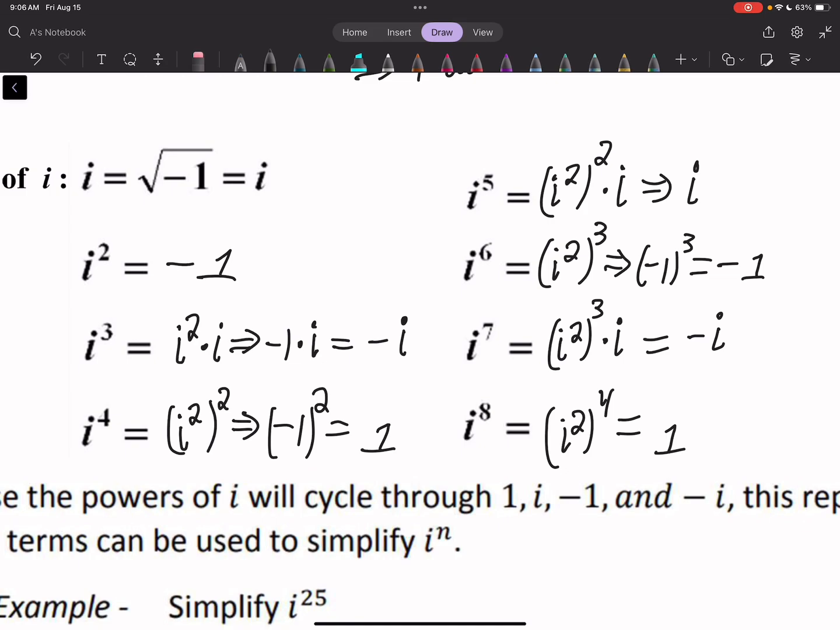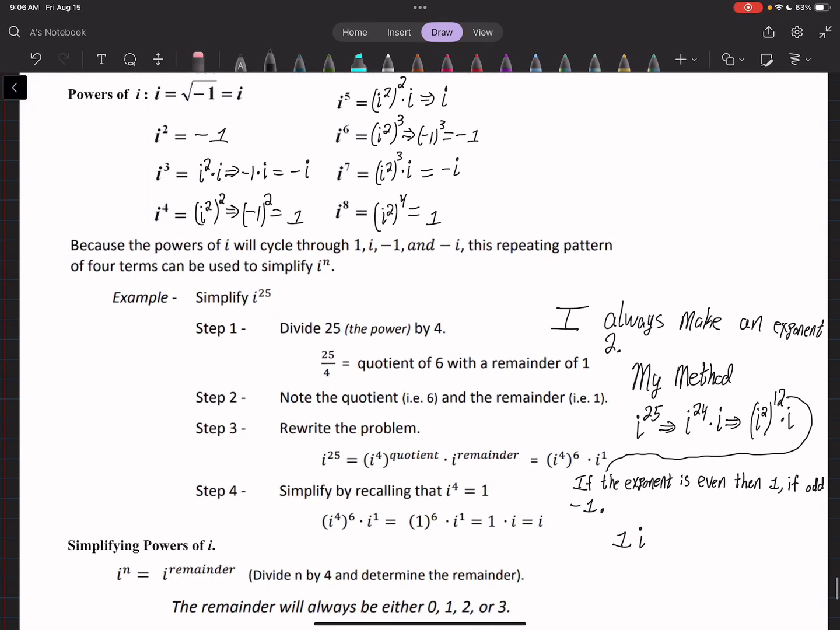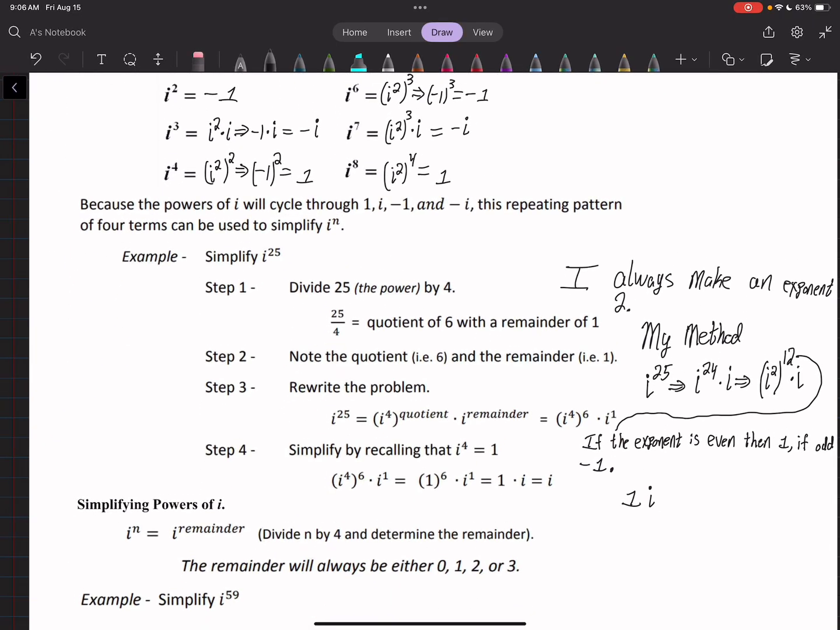All right, look at the pattern. It's starting at i, negative 1, negative i, positive 1. Now go to the right side: i, negative 1, negative i, positive 1. There is a pattern here. To solve this pattern, you can do at least 2 ways. It gives you an example of how to solve it by dividing by 4 because of the 4 different parts of the pattern. Personally, I do not like that method.